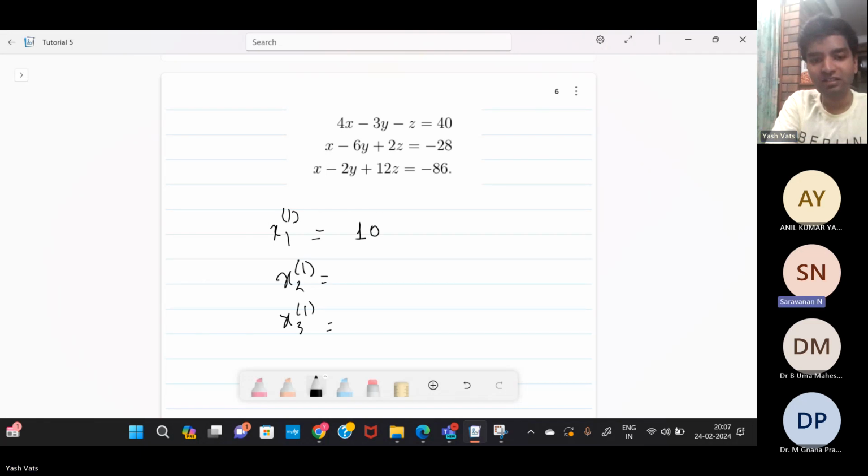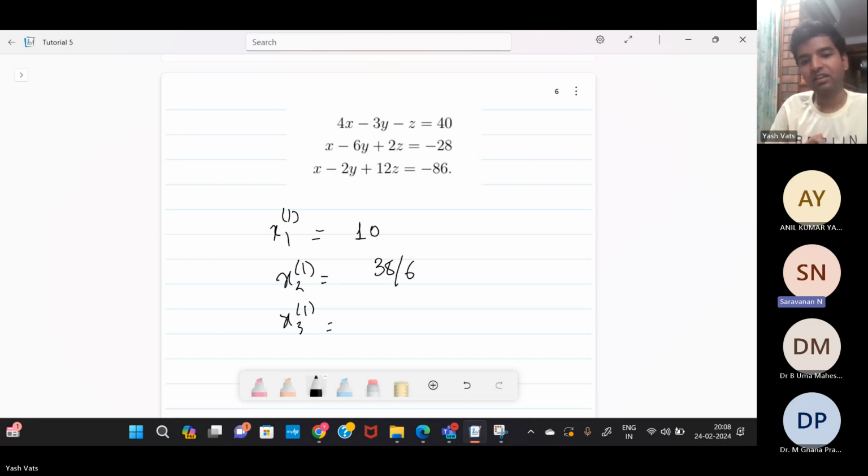The second one will be minus 28 by 6, right? No, 28 by 6, yeah. Again, the 10 will come here. It will be minus 28 by 6 minus 10, is it? No, the x value should be in the numerator, so it will be minus 28 minus 10. Okay, so it will be 38 by 6, right?